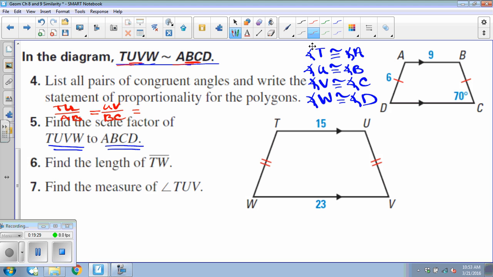And that has to equal, what's the next set? Very good. VW over CD. And that has to equal, what's my last set? Very good. TW over AD. That's my statement of proportionality, showing me everything that's proportional.